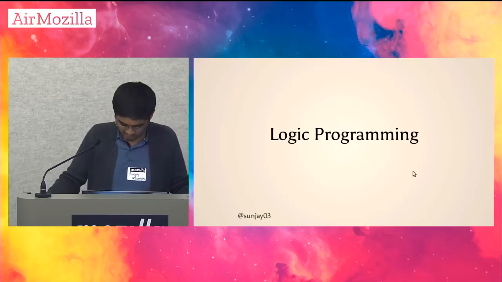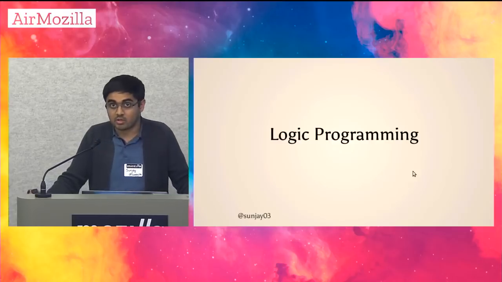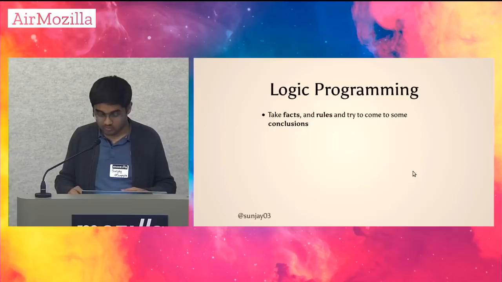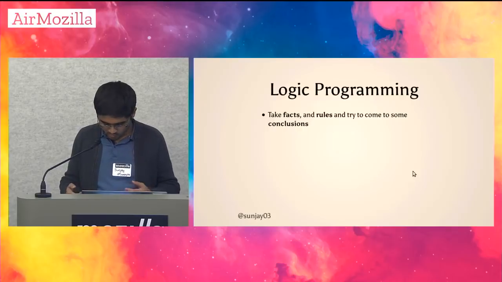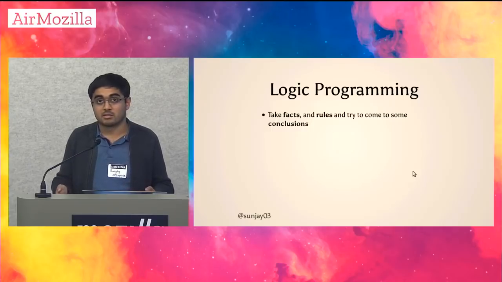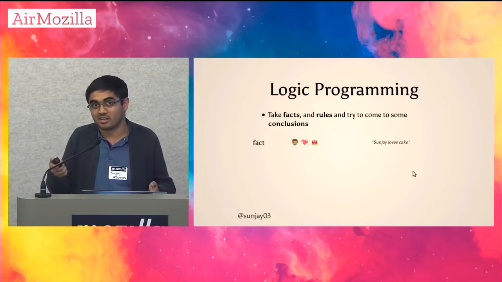Okay, so that's a lot of information. Let's take a break from coherence and talk about logic programming. So in logic programming, the idea is that given some facts and some rules about those facts, we can come to conclusions by proving things based on what we know. Take, for example, the sentence, Sunjay loves cake. I'm Sunjay, I love cake, right? This is a fact, and I can write this in emojis like this.